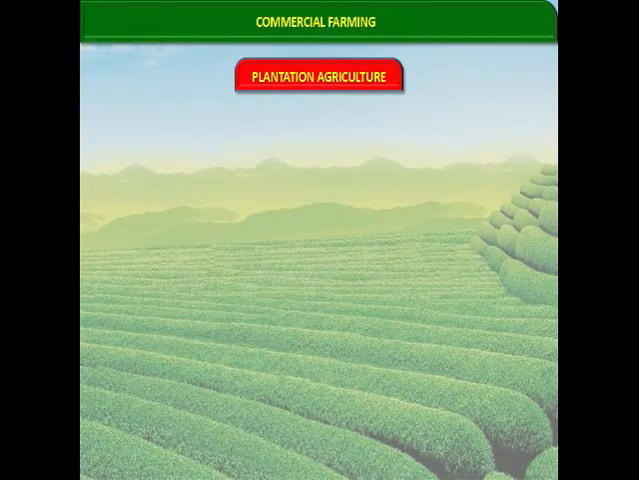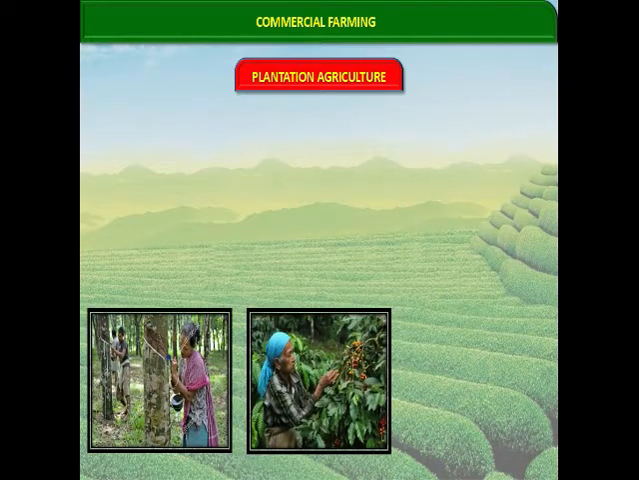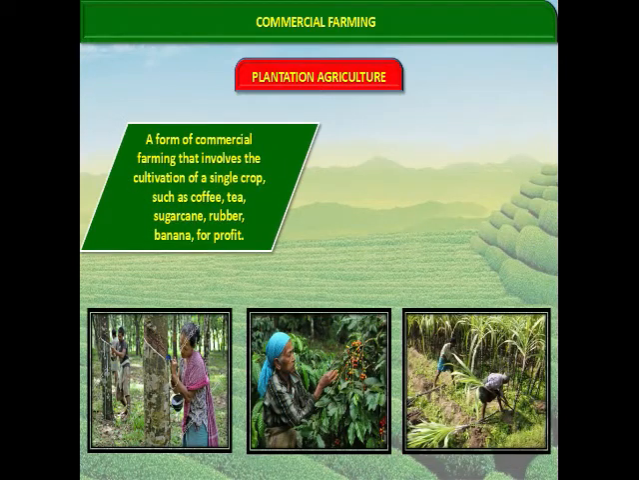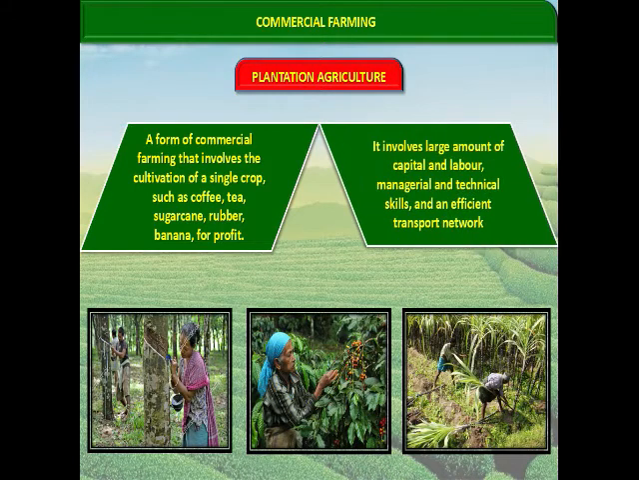And in commercial farming, another classification is plantation agriculture. What is plantation agriculture? It is a form of commercial farming that involves the cultivation of a single crop such as coffee, tea, sugarcane, rubber, or banana for profit. It involves a large amount of capital and labor, managerial and technical skills, and an efficient transport network.